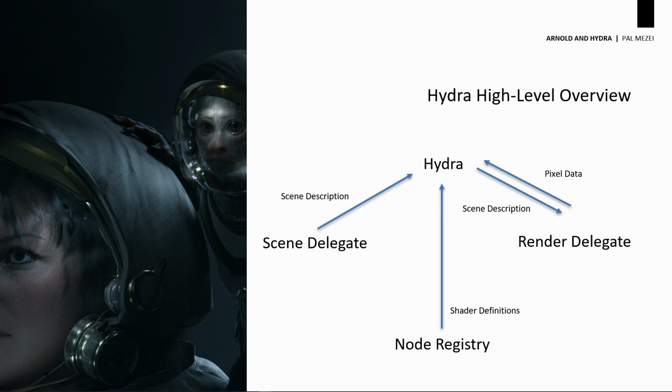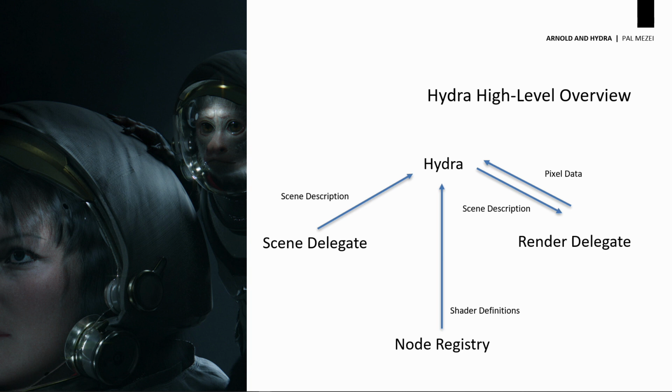This could mean reading data from a USD file or host application directly, like Maya or Houdini. Then Hydra feeds the scene description to a render delegate, like the Arnold one. The render delegate interprets the scene and uses the underlying renderer to calculate and return pixel data: AOVs like color, depth, primitive IDs, or light path expressions.